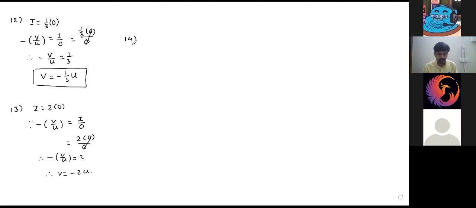ठीक है? 14. Right? 14 में क्या दिया? The magnification for a mirror, M दिया है minus 3. How are U and V related? Then M is equal to minus V upon U. Minus 3 is minus V upon U. V is equal to 3U. ठीक है? Just copy this part.